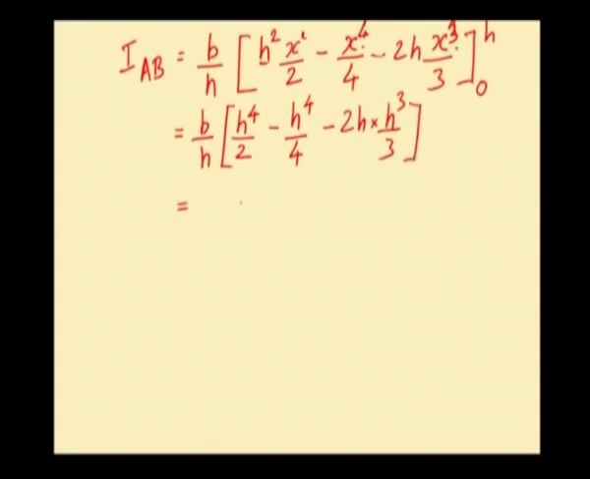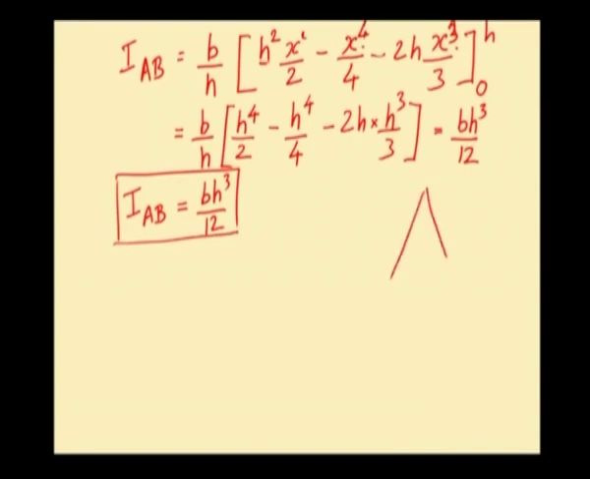If we take the LCM and simplify this, we will be getting b h cube by 12. So, moment of inertia of a triangular section about its base AB will be equal to b h cube by 12.